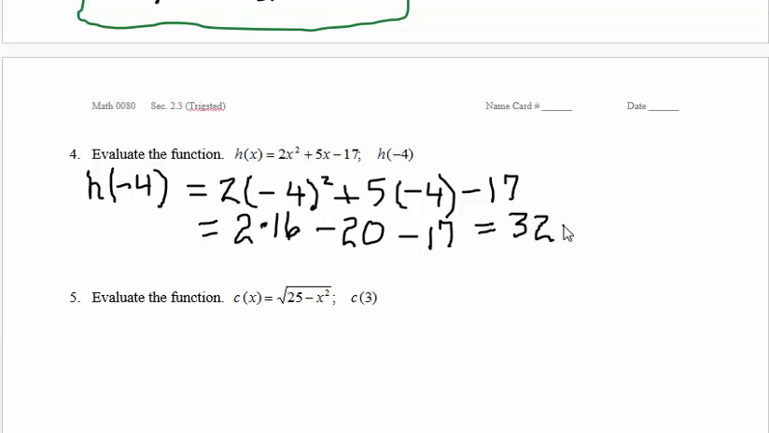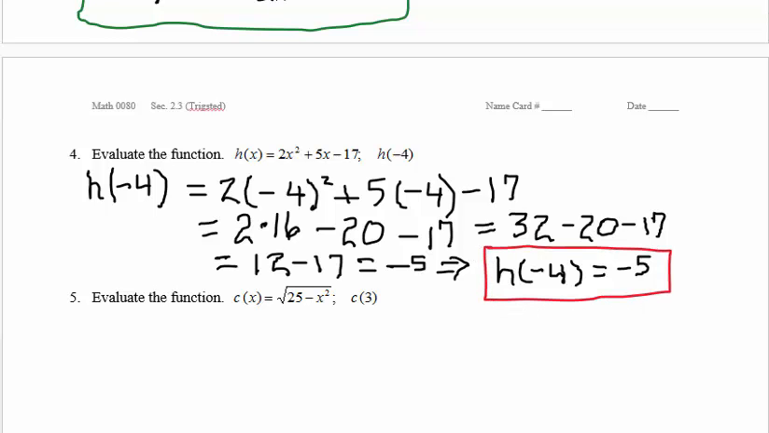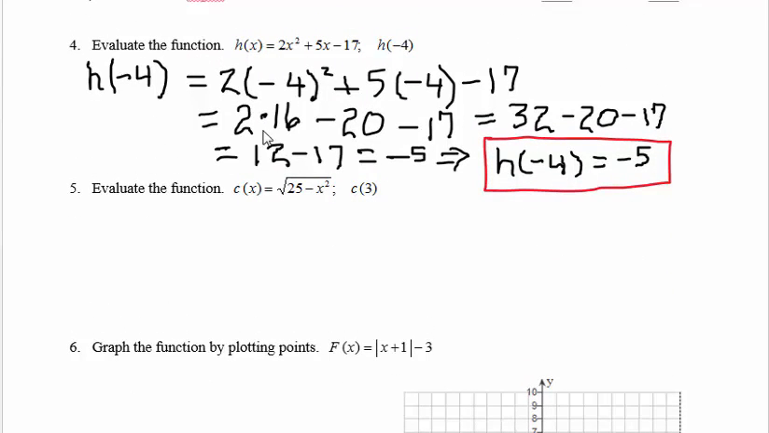So negative 4 squared is 16. 5 times negative 4 is negative 20. So I have 2 times 16 minus 20 minus 17, which equals 32 minus 20 minus 17, which is 12 minus 17, which is negative 5. So h of negative 4 is negative 5.